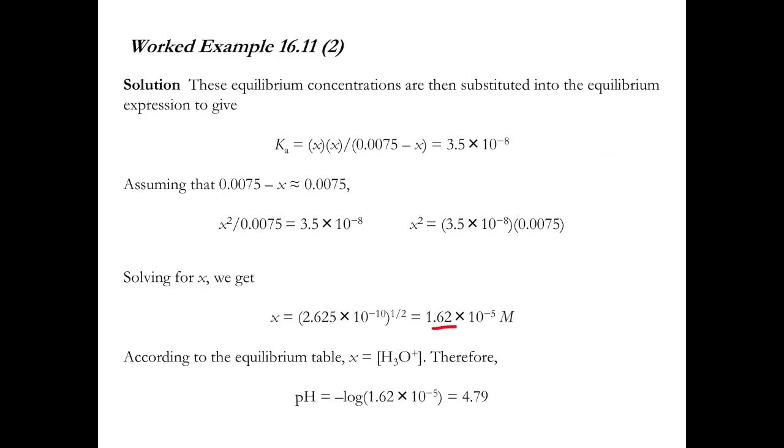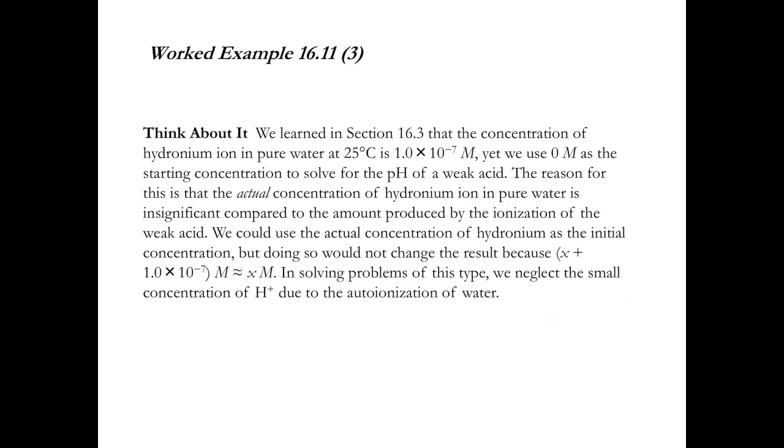So you can see that when we solve for x, we get that molarity of H3O plus. We've defined x as our equilibrium concentration of H3O plus, so we could take the negative log of that value to find the pH of the solution.